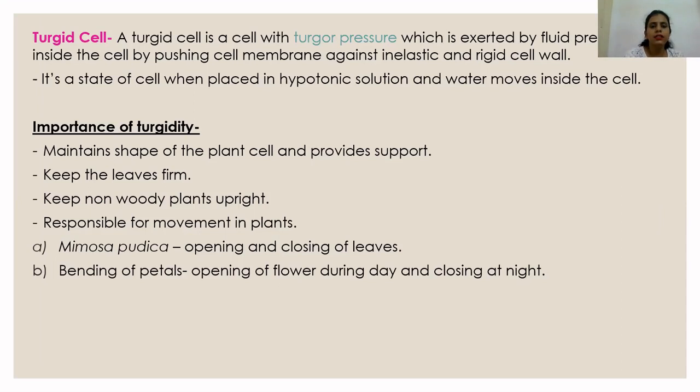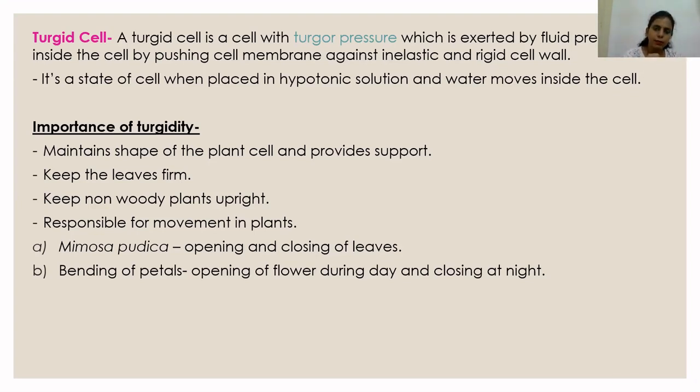So turgid cell is a cell in which turgor pressure is present and it is exerted by the fluid present inside the cell by pushing the cell membrane against inelastic and rigid cell wall. Okay. And turgid cell is a state of plant cell when it is placed in hypotonic solution because water potential is more in case of hypotonic solution and water is moving inside the plant cell.